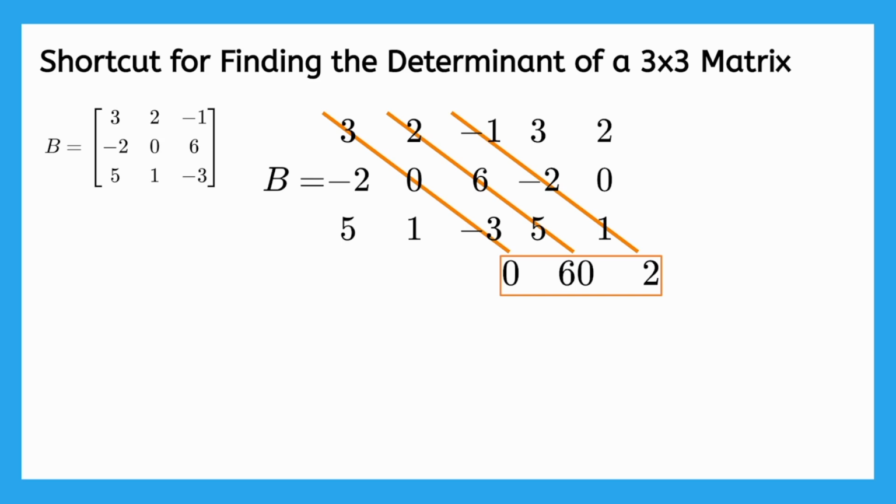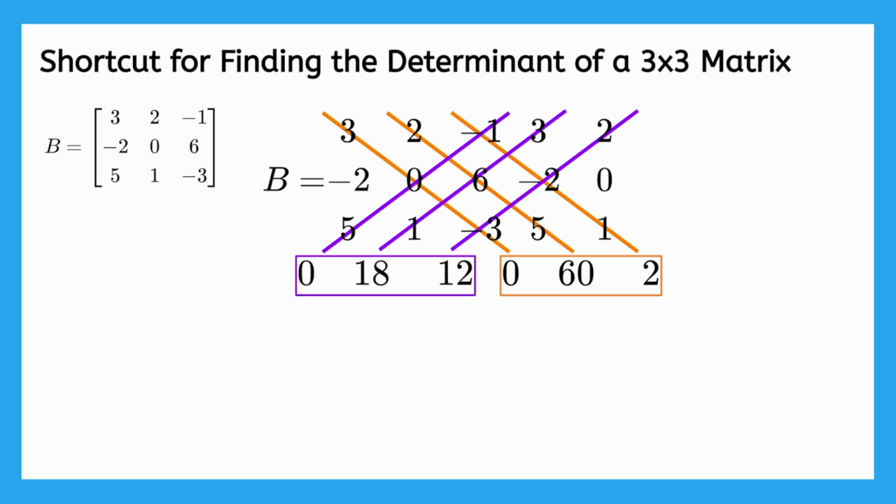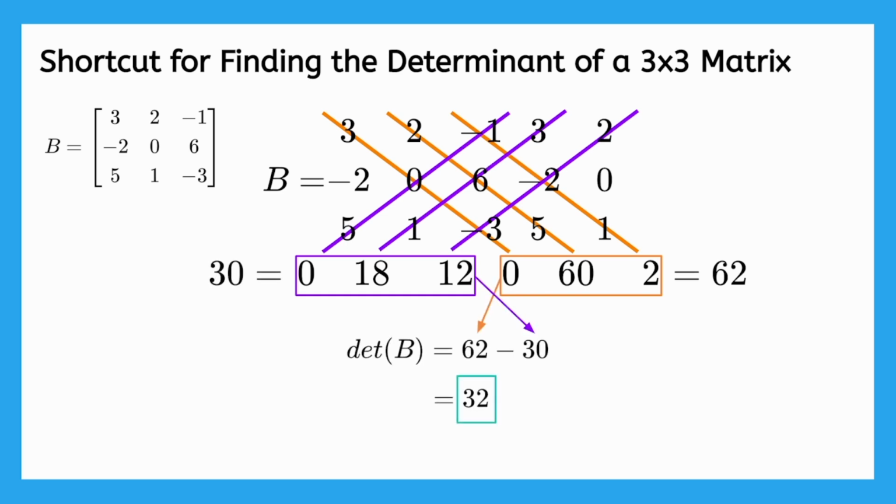Next, we're going to do that same thing but with these 3 diagonals. 5 times 0 times negative 1 is 0. 1 times 6 times 3 is 18, and negative 3 times negative 2 times 2 is 12. Finally, to calculate the determinant of B, we'll subtract the sum of the numbers in the purple box from the sum of the numbers in the orange box. 60 plus 2 is 62, and 18 plus 12 is 30. So, 62 minus 30 is 32. Well, look at that! We got the same answer as before. What a neat little shortcut!